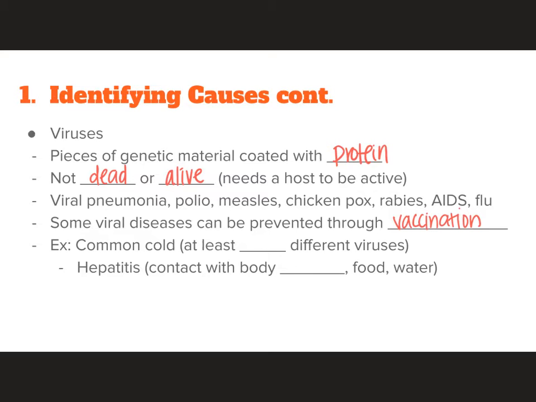We have some common examples. We have common cold, and whenever you have cold, it's going to be probably a different strand of virus because you have at least 200 different viruses existing in the world.